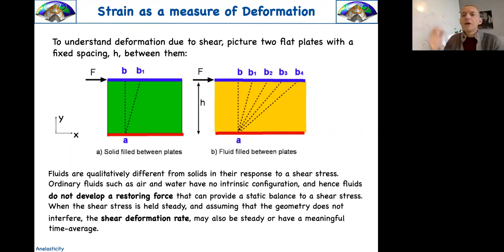And it's going to create a profile along the fluid. And if that profile is a slope, a linear slope, it's called a Newtonian fluid. So traditionally in seismology, fluids are considered to be pure fluids, ideal fluids with no shear resistance, and they are called inviscid or Pascalian fluids.